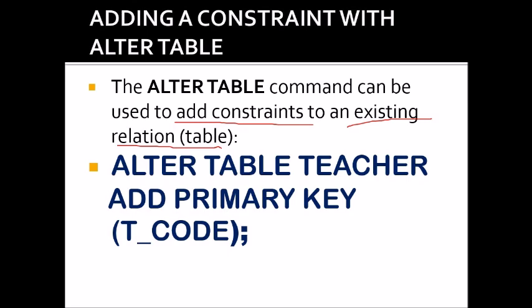And the format of using alter table to add primary key is alter table, the table name, suppose teacher is the table name, add keyword is used. Add keyword is used to add a new column also, and it is used to add a primary key also. So add primary key and the column name that you want to make primary key. So you have to learn the syntax. Alter table teacher, that is table name, add primary key and the column name which you want to set as primary key.